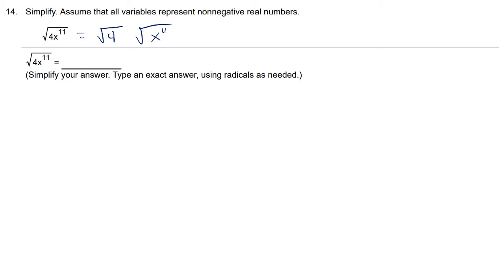Okay? So let's deal with the square root of 4 first. Hopefully you know that the square root of 4 is, well, 2. Okay? So that part's done. But we also need to figure out what the square root of x to the 11th is. It's worth noting that this has an imaginary index of 2. And the way we can do this is how many sets of 2 can we make if we have 11 x's? And so the truth is we can make x squared times x squared times x squared times x squared times x squared times x, and there's only one x left over. So that would make 11, right?